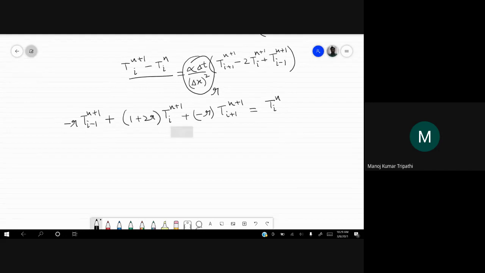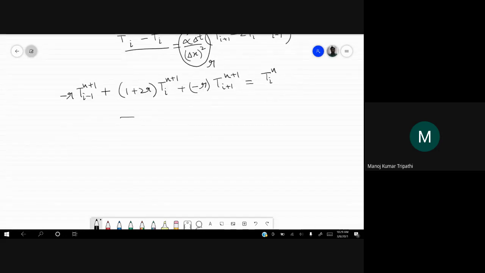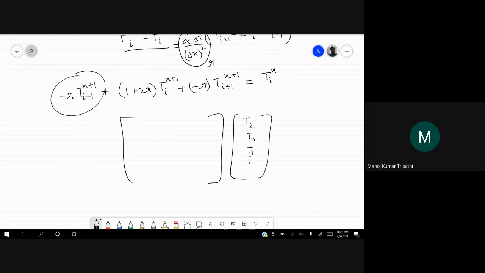So we are talking about the coefficients. If you now make the matrix of coefficients for T, if you start with T2, if T1 is already known as a boundary condition, T3, T4 and so on. If you put I equal to 2 here, then this will be a known quantity because this is a boundary condition. It will go to the right hand side.